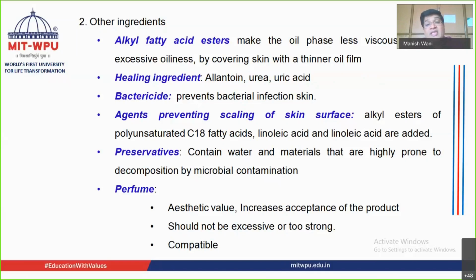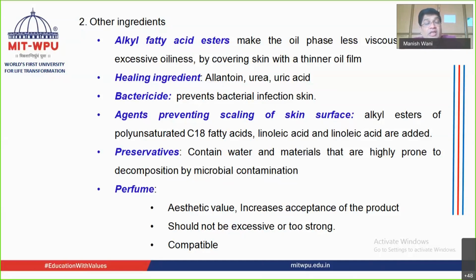You are going to add agents which prevent scaling of the skin surface. Lots of scaling happens because of dry skin, so those agents can be added. Linoleic acid and its derivatives can be added. Then preservatives can be added, because a lot of water is present in your moisturizing cream. So you can add preservative in order to protect your preparation from decomposition.